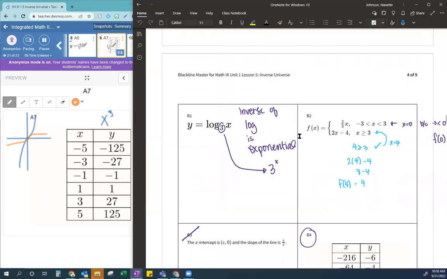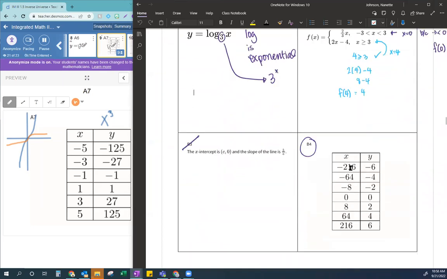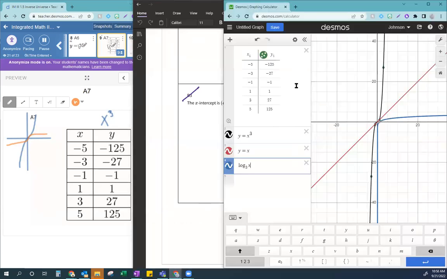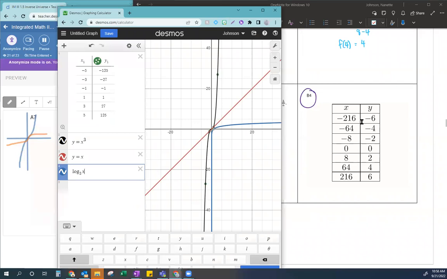This one's not it either because there are 2 parts to this function, so that's still a no. This one we already found. This is -216. Oh, wait a second. I wonder if it's because these numbers don't match. Hold on. So I'm going to take this over to my graph because those numbers didn't match.